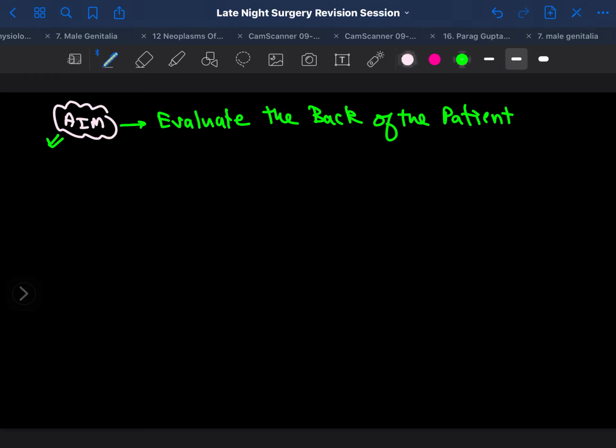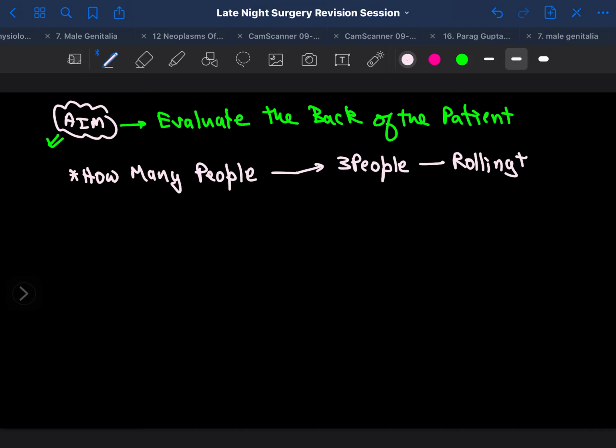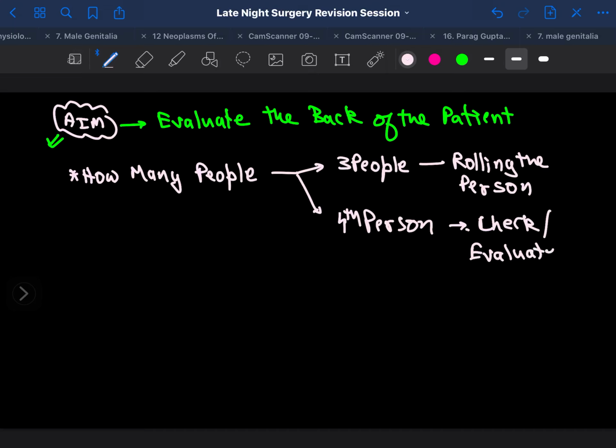Now how is it performed, and how many people do you need? So how many people are needed to perform this particular maneuver? There are 3 people who are responsible for rolling the person, and there is 1 person, the 4th one. The 4th person is basically there to check or evaluate the back.